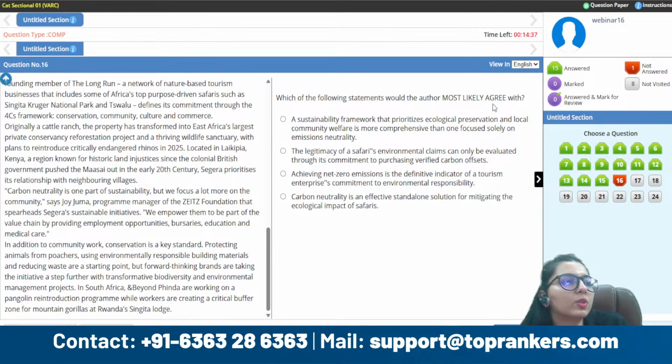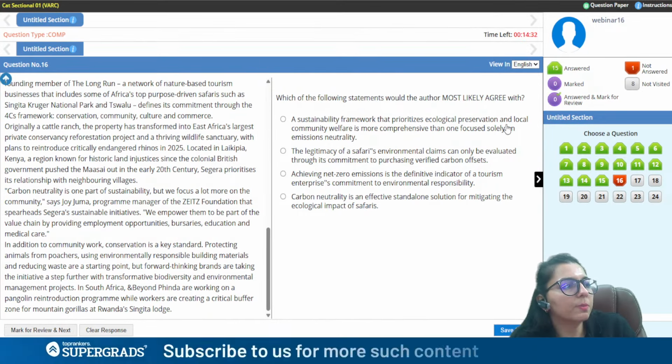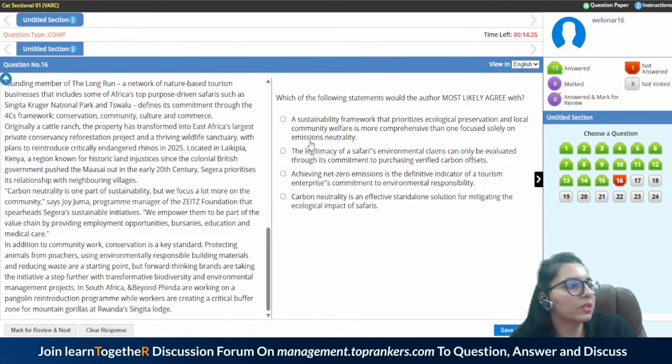Which of the following statements would the author most likely agree with? Which of the following is true? A sustainable framework that prioritizes ecological preservation and local community welfare is more comprehensive than one focused solely on emissions neutrality. Perfect, that is what he wants.